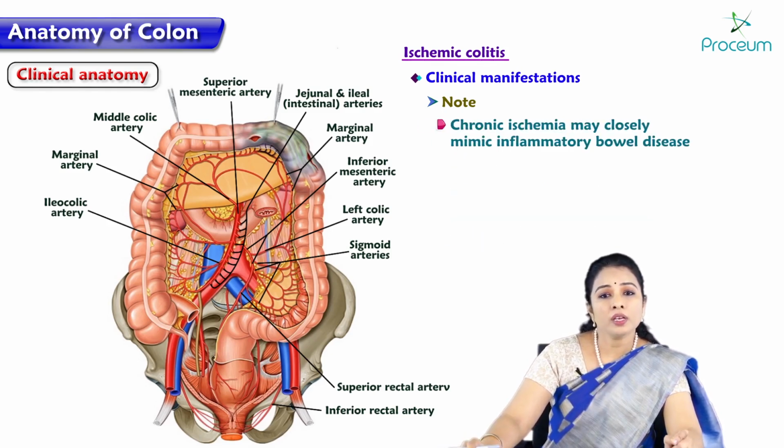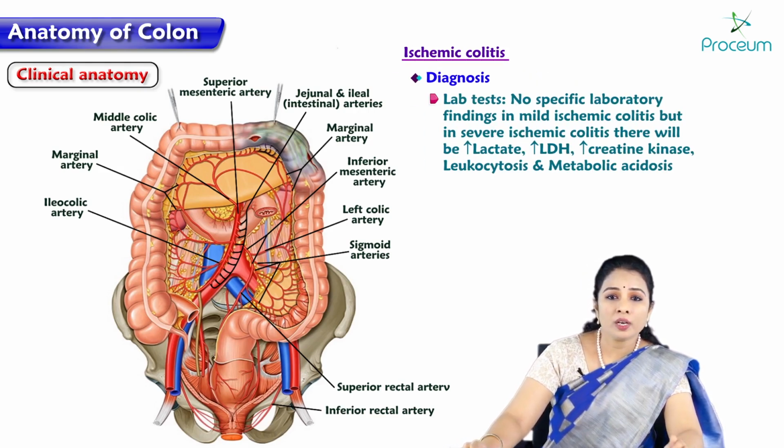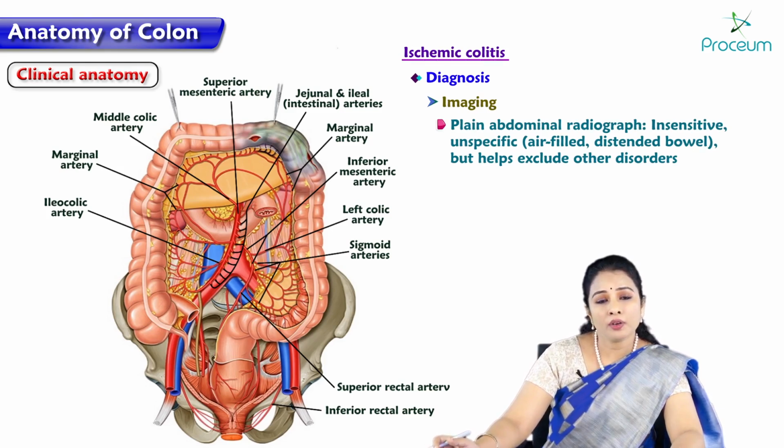Chronic ischemia may closely mimic inflammatory bowel disease. Diagnosis: there are no specific laboratory findings in mild ischemic colitis, but in severe ischemic colitis there will be increased lactate, increased LDH, increased creatine kinase, leukocytosis and metabolic acidosis. Imaging: plain abdominal radiograph is insensitive and nonspecific; air-filled distended bowels are seen, but it helps to exclude other disorders.